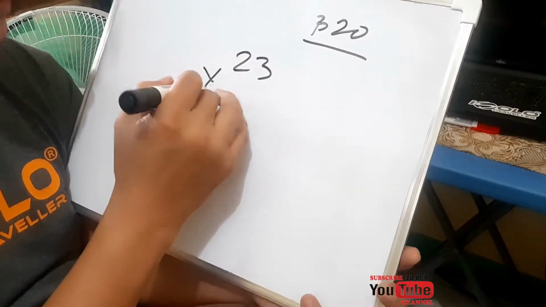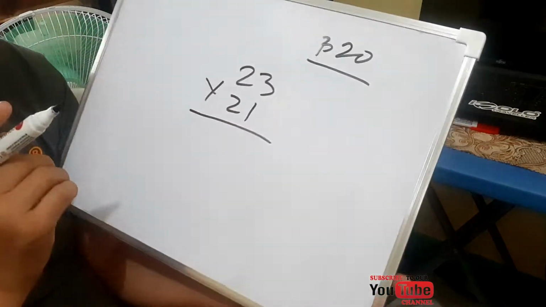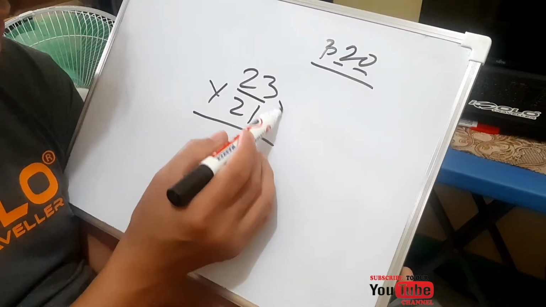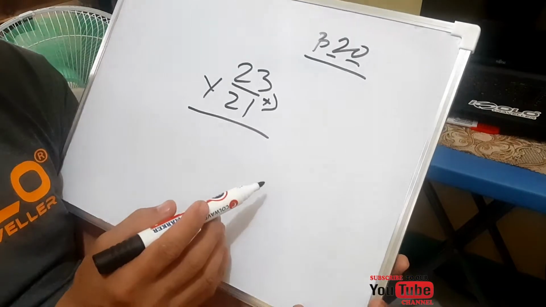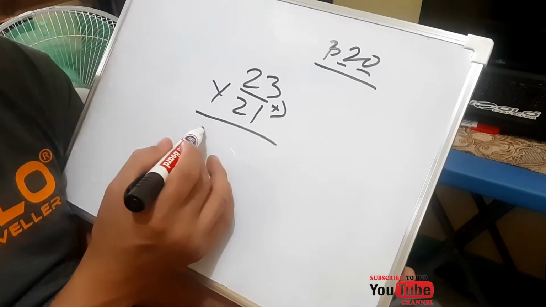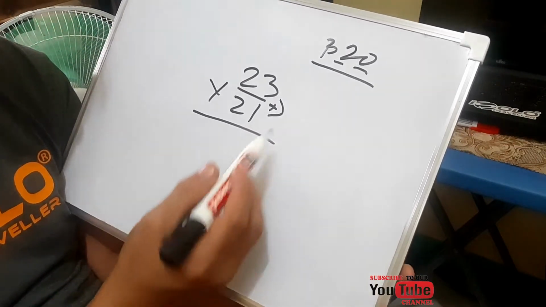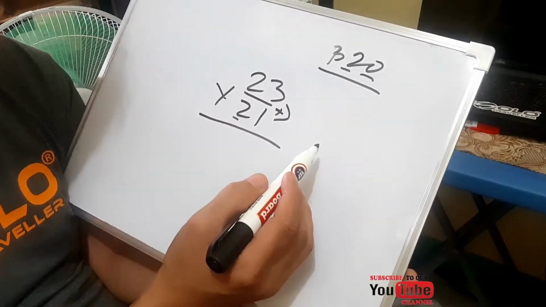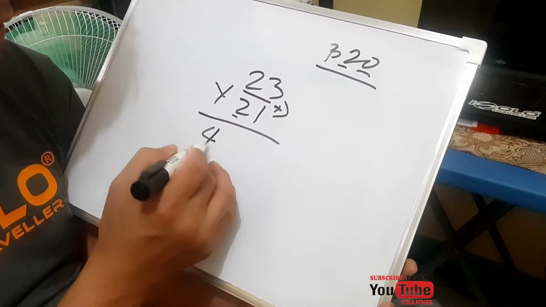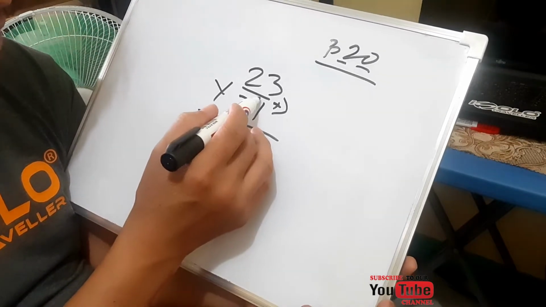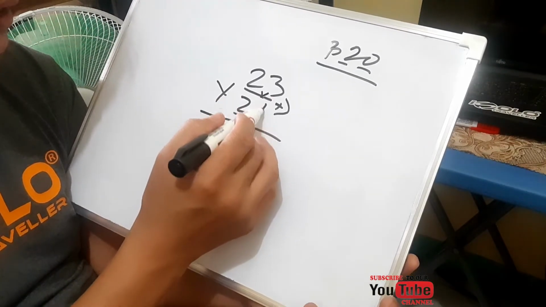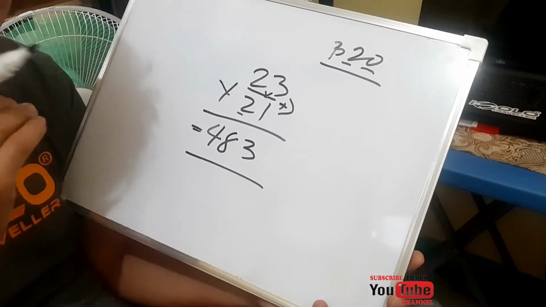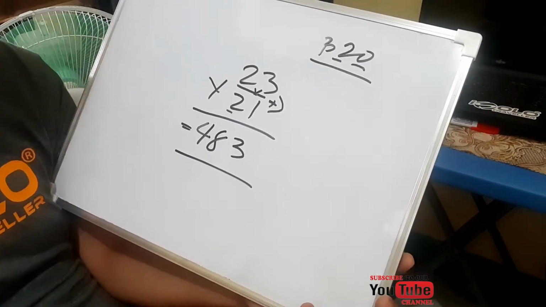23 times 21. Mean to say we will double it. Okay, 23 plus 1 is 24. But before you put 24 here, you must double it up because we are in base 20. 24 times 2 is 48. And you multiply this, 1 times 3 is 3. And that is your answer.